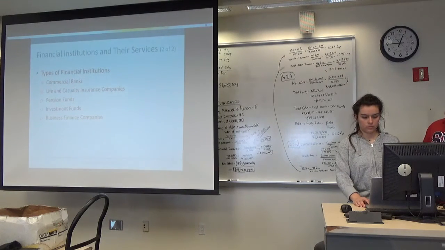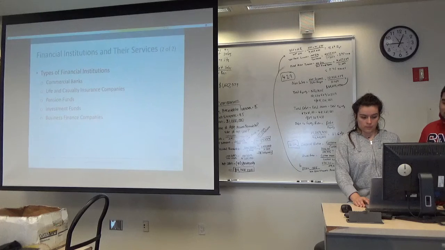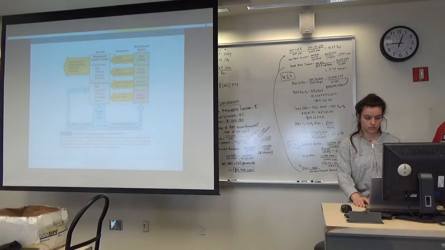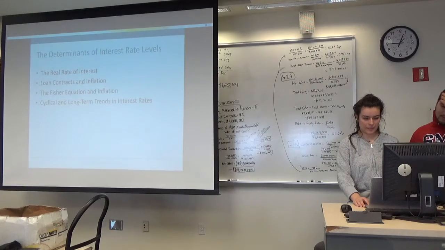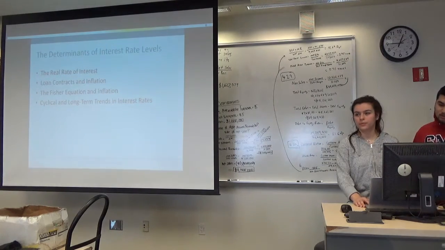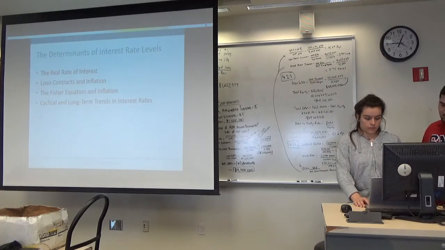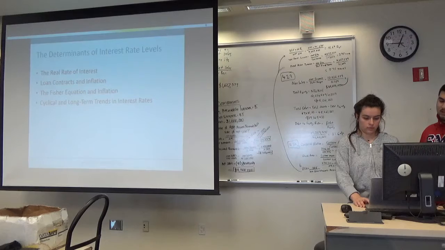Financial institutions and their services continued. Types of financial institutions are banks, life and casualty insurance companies, pension funds, investment funds, and business financing. Determinants of interest rate levels are the real rate of interest, loan contracts and inflation, the Fisher equation and inflation, and cyclical and long-term trends in interest rates.